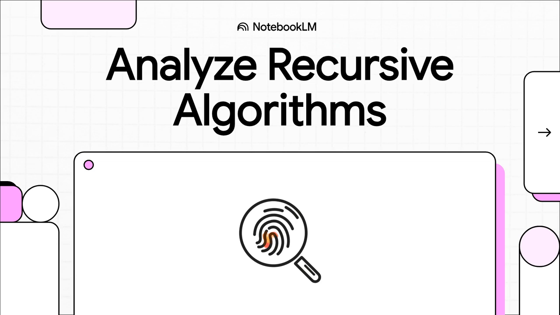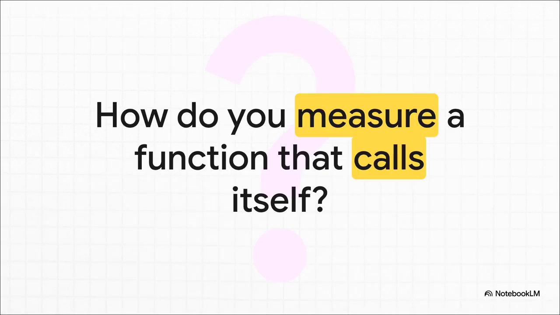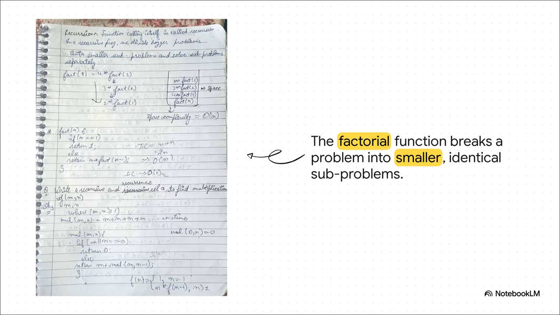So let's dive in. This is the big question, right? When a function's runtime depends on smaller versions of itself, you can't just count the lines of code. It's a loop. It's a paradox. To get to the bottom of it, we have to think differently. We have to look for clues. And this right here is a perfect example.